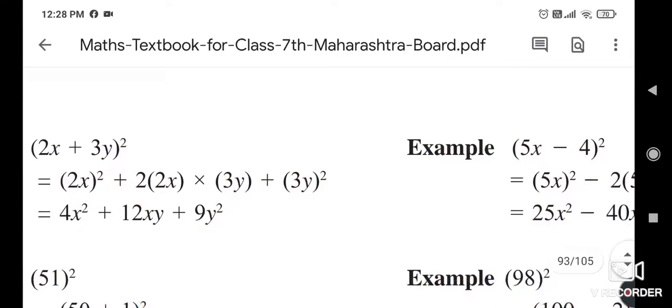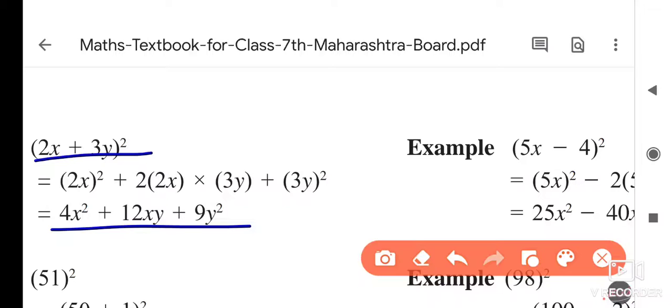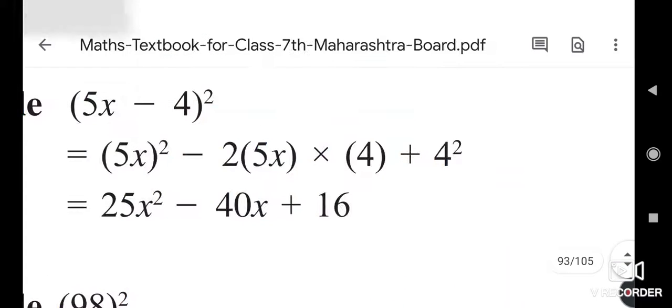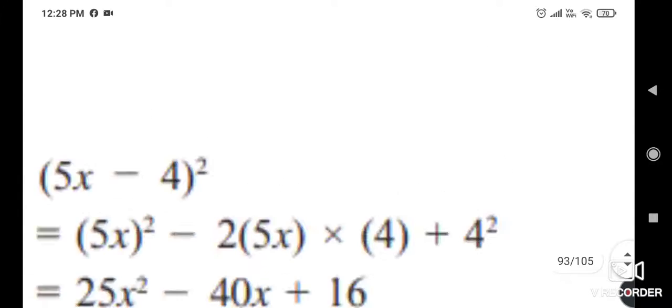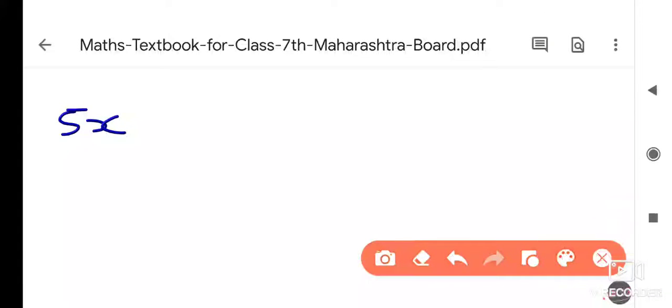Now we will see the next example. See here how it is solved. 4x square plus 12xy plus 9y square is the answer, the expansion of (2x plus 3y) whole square. So the next example is (5x minus 4) whole square. Let's solve the example. What is the question? (5x minus 4) whole square. Here which sign is there in between the 5x and 4? The negative sign is there. So which formula do we have to use?